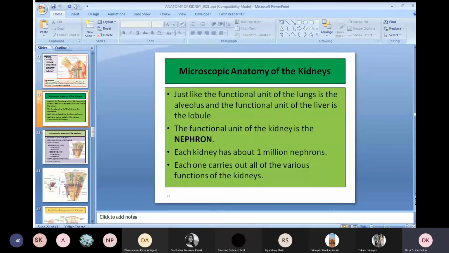We will not see what the filtration membrane is. It is a different part, we need a different lecture. So remember, whatever unwanted things, unwanted salt, unwanted nutrients, will be thrown out through the urine.